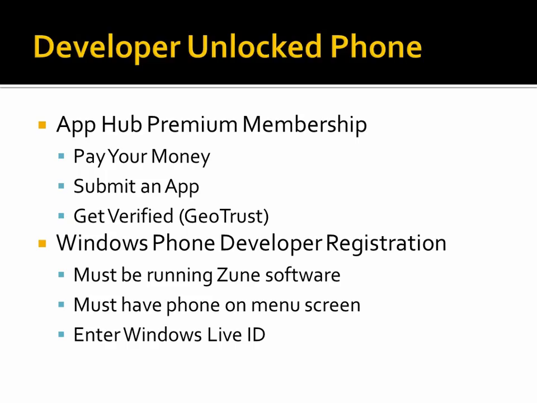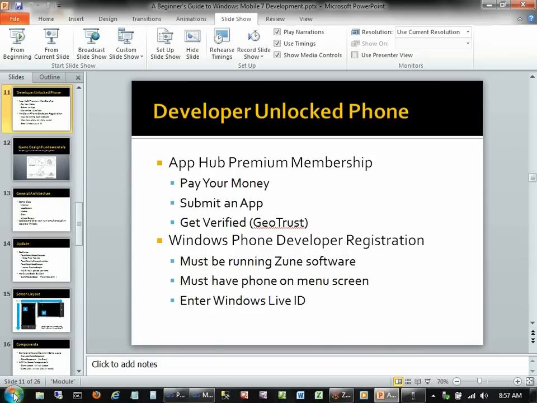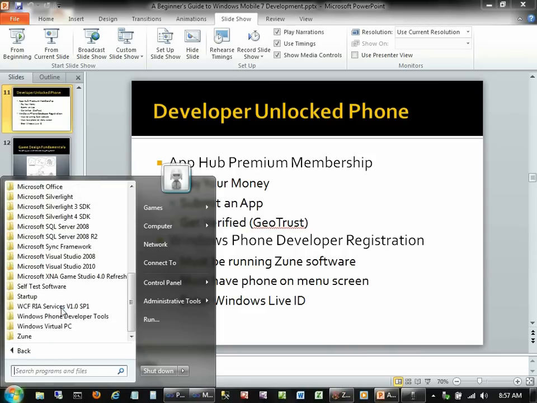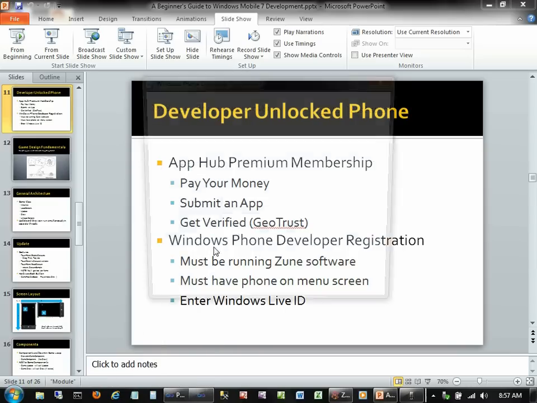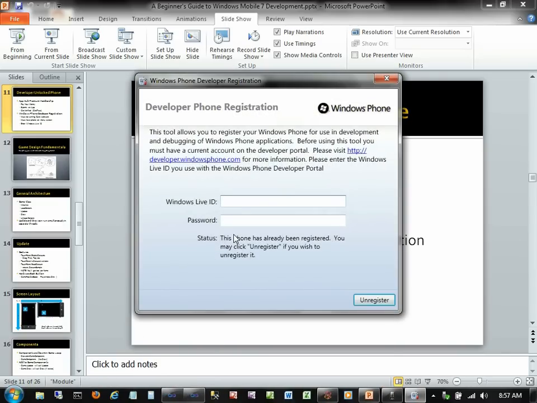After they make sure all of it's accurate, then you will get this lovely little thing where, if I jump out for a second, there is a program in the developer tools called the developer phone registration, where after you've been verified, you hook one of these guys up, type in your Windows Live ID, that's the member of the Creators Club, and it will unlock that thing that fast.